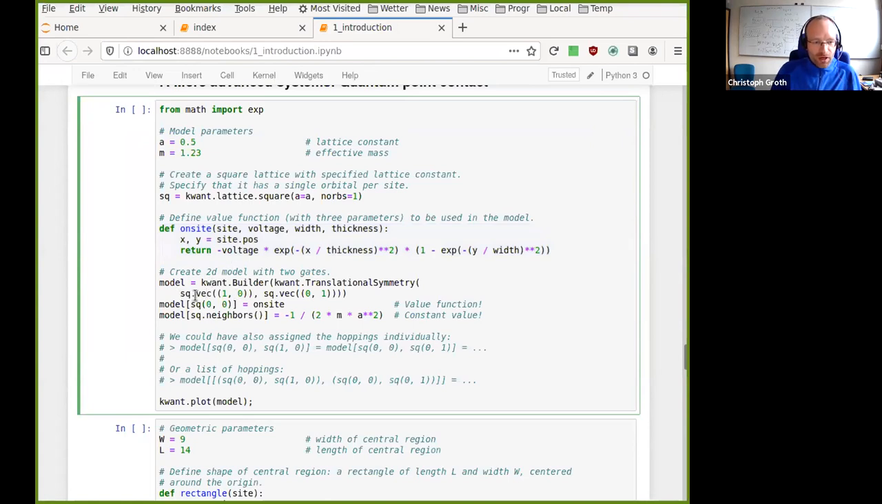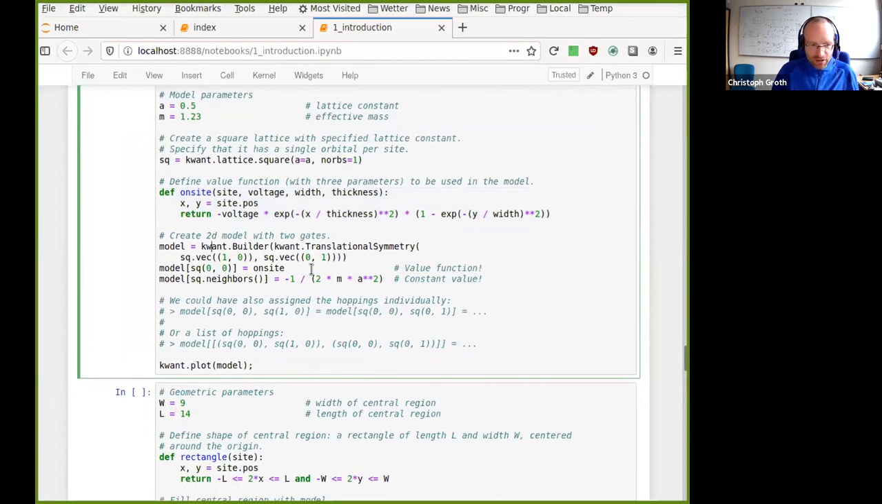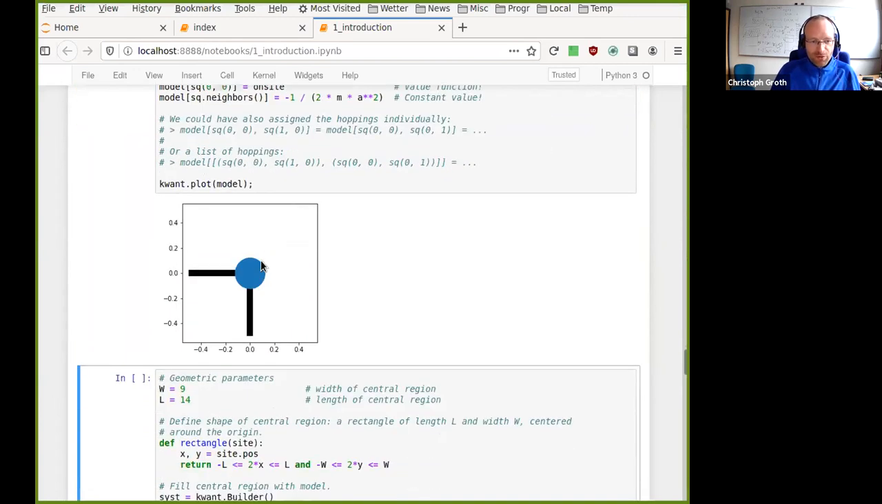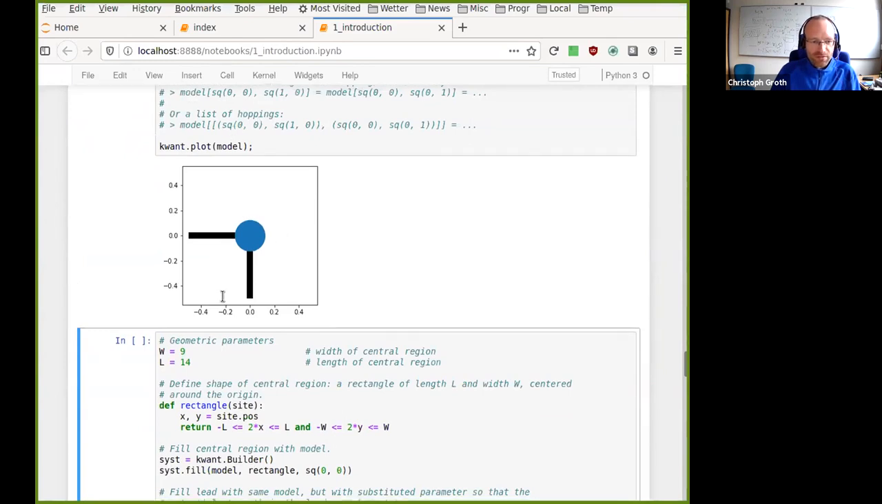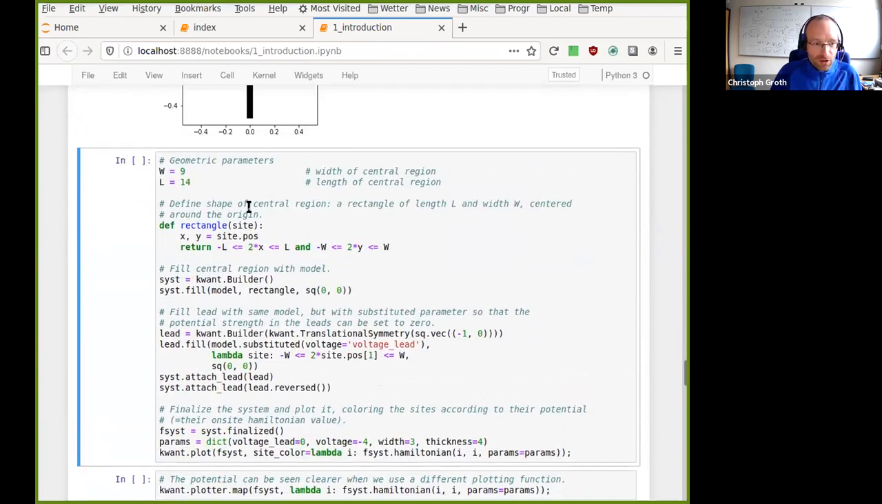So I have defined the model a bit like before, and we can plot it. So I will execute the cell. And like before, it's a site which has 2 hoppings, and because there is translational symmetry, the hoppings connect to mirror images of the same site. Of course, it goes not only to the left and to the bottom, but in all directions. You have to imagine that the plane is filled with these dots. So now let's construct the system.